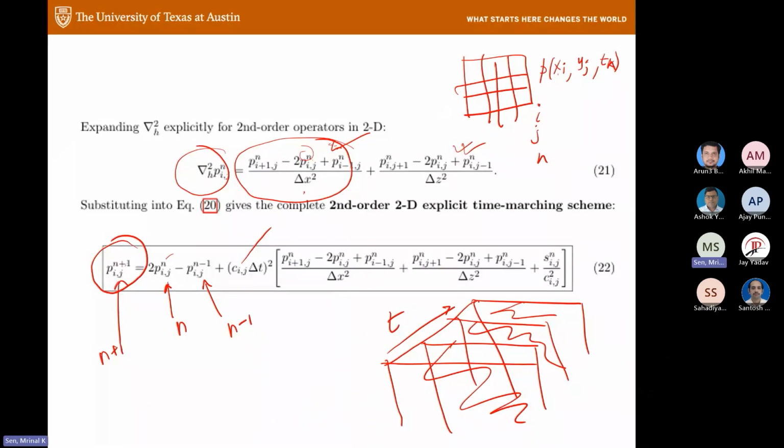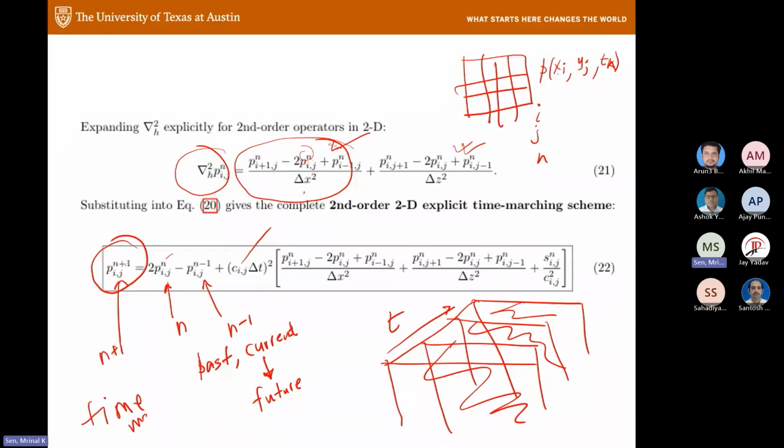So we have past snapshot, then we have current snapshot, and from there I'm computing future snapshots. So in the next step, your current becomes past and future becomes current. Okay, and then you go on marching it, and this is called time marching.